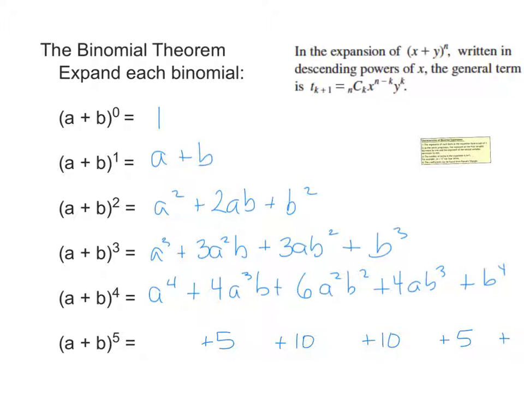Now look at the pattern of what's happening to the a's and b's. In all of these, the first term is just a to the power of n, whatever that exponent was. So what's the first term going to be in a plus b to the power of 5? A to the power of 5.